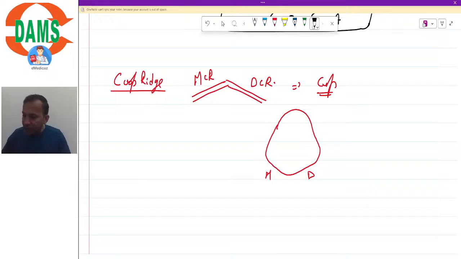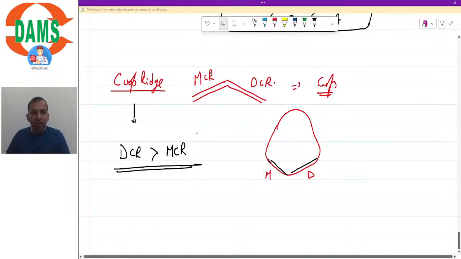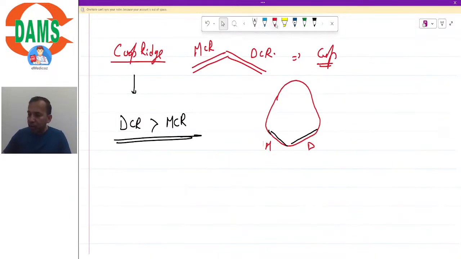So in case of cusp ridge, the distal cusp ridge is longer than the mesial cusp ridge, right? The distal cusp ridge is longer than the mesial cusp ridge. Even here you can see that the distal cusp ridge is longer than the mesial cusp ridge. The only exception to this rule, as far as the anteriors are concerned, is the maxillary deciduous canine.